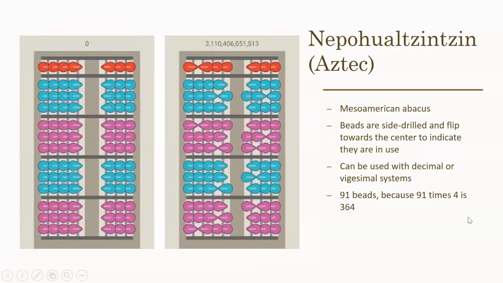The Aztecs had the Nepohualtzintzin, and this is my Nepo. Chinese abacuses have sliding beads. These have flipping beads. They flip towards the center when they're in use, and away from the center when they're not. You can use them in decimal mode, but it's definitely set up for a vigesimal, or base 20, system. And they have 91 beads because 91 times 4 is 364. So they were able to do calendrical calculations on this.